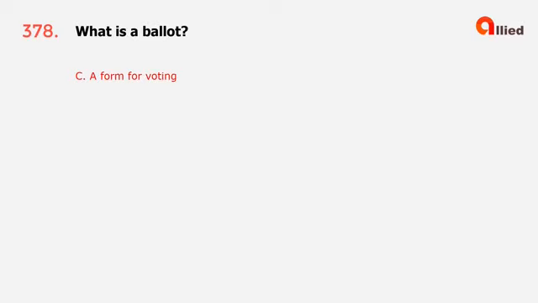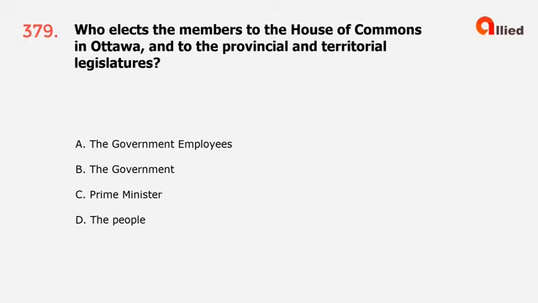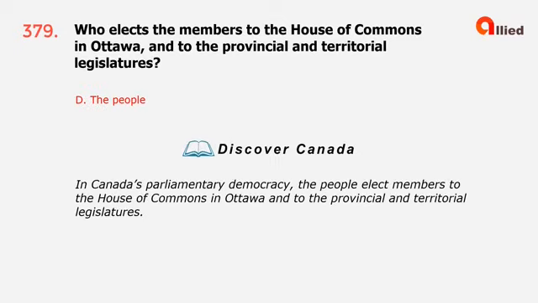The answer is C. A form for voting. Question 379. Who elects the members to the House of Commons in Ottawa, and to the provincial and territorial legislatures? A. The government employees. B. The government. C. Prime Minister. D. The people. The answer is D. The people.